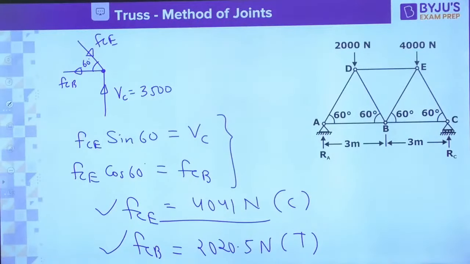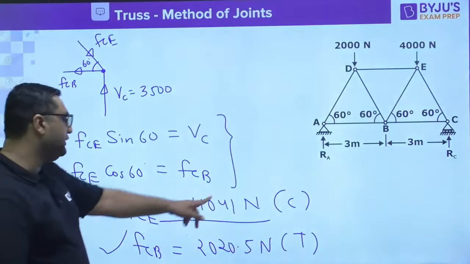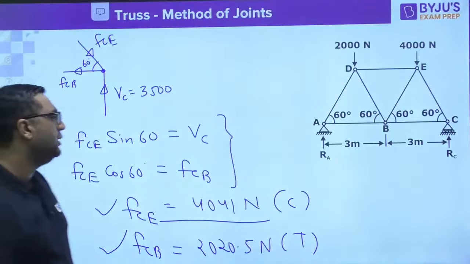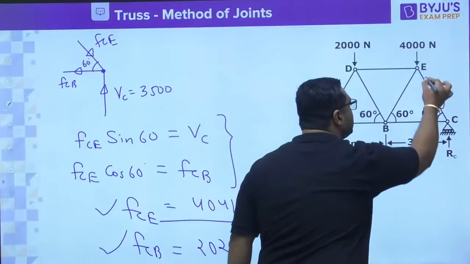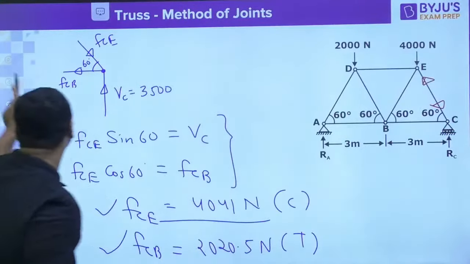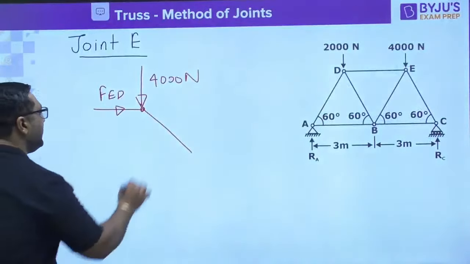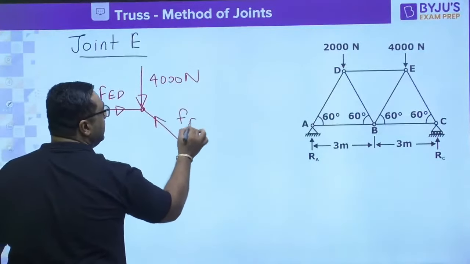FCE is already known to you. FCE is 4041 compression. Compression means towards the joint. So it is acting like this. So after getting the direction, it is going to be FEC.